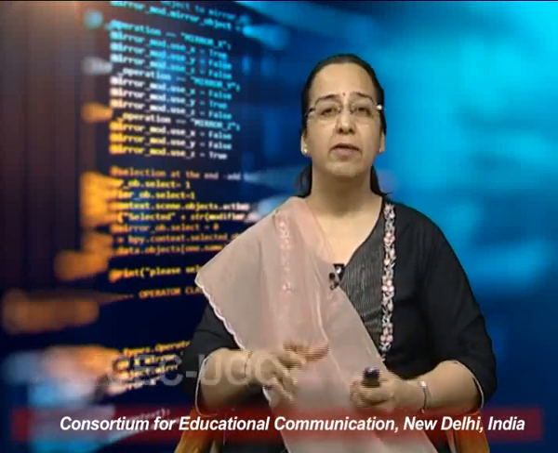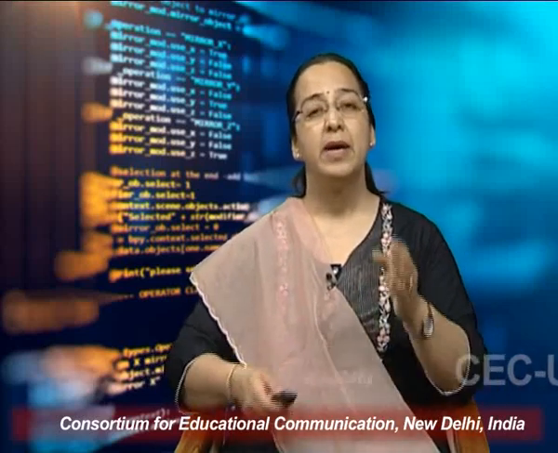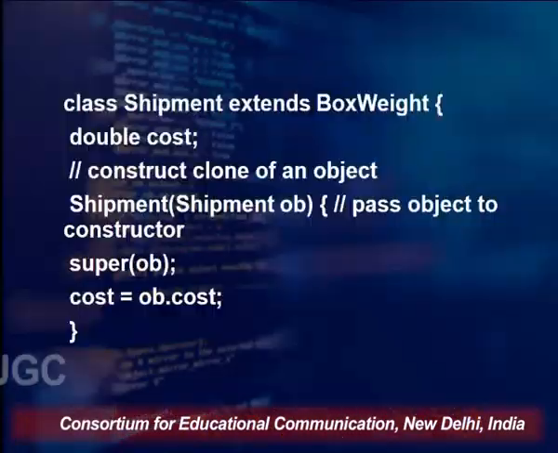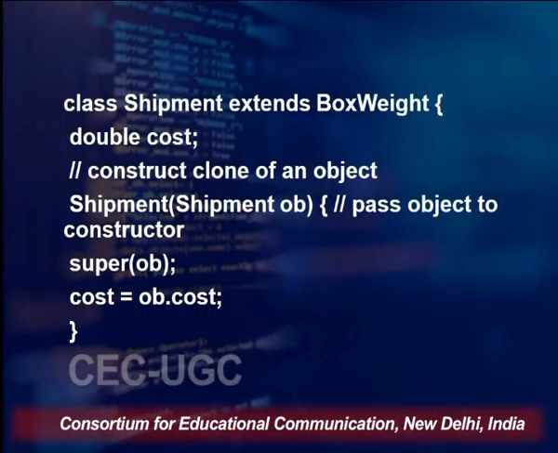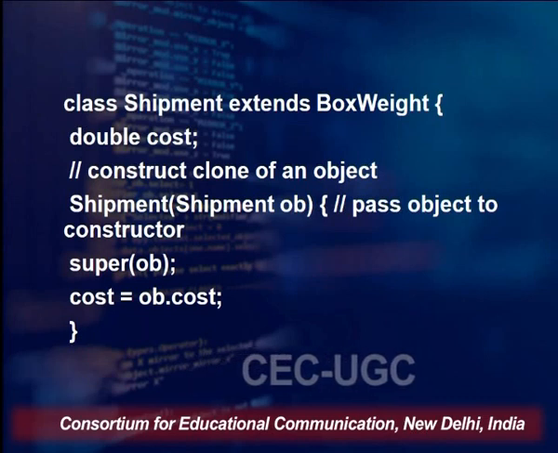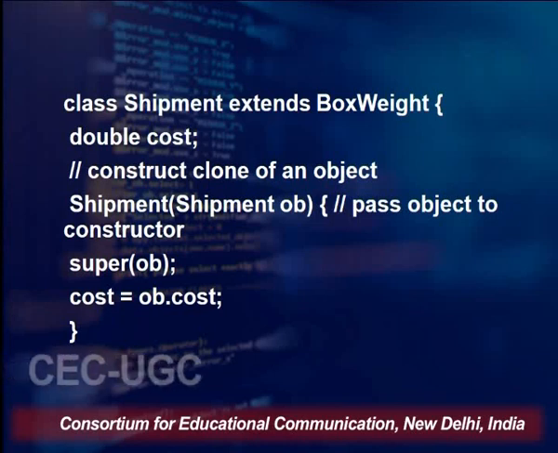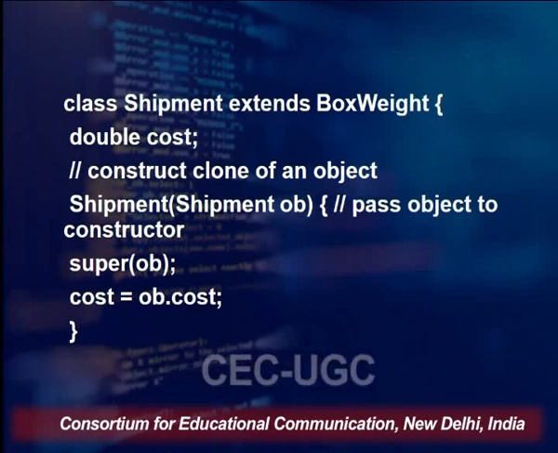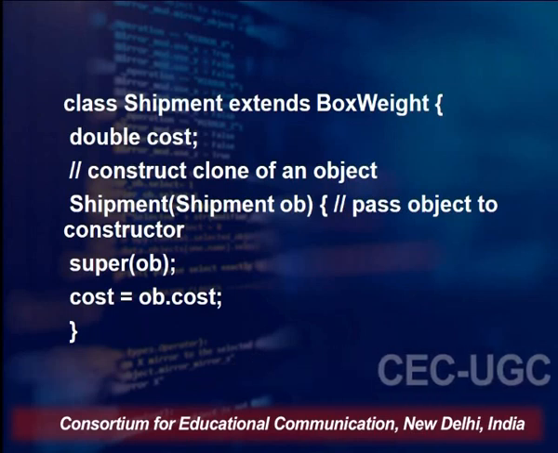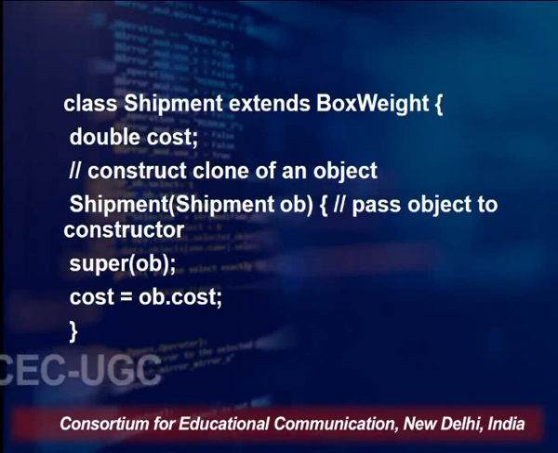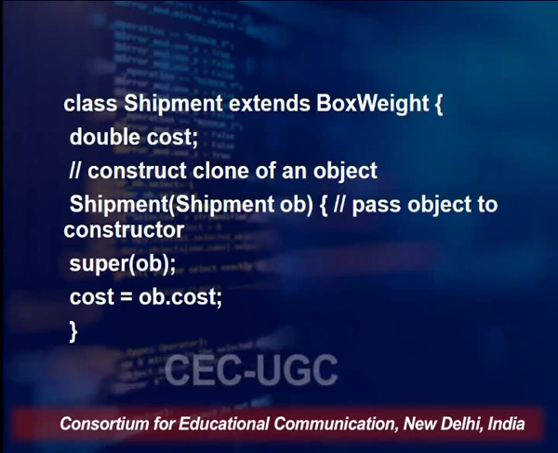Now, I ran through this whole structure very quickly, because this was something which you are already familiar with. Here the one thing which is a new addition to this program is the class Shipment. This is extending the class BoxWeight, and the code for this class Shipment is given here on the screen, in which the class Shipment is going to add one variable of its own, which is the double variable, and the name of the variable is cost.